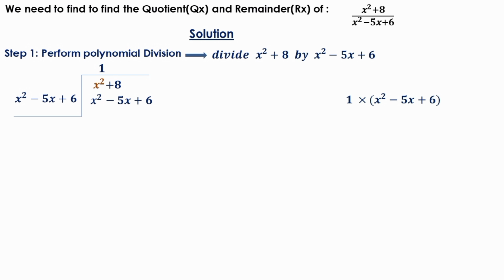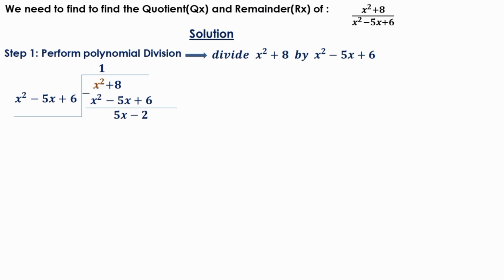The next thing is to eliminate x squared, eliminate the first term of each. So I'm going to introduce minus, then I'm going to subtract. In this process now, x squared minus x squared, so the x squared is eliminated. Then we have 0 minus 5x. As we know, there is no x term in the numerator, so I assume it's 0. Then 0 minus 5x will give us plus 5x, and 8 minus 6 will give us 2.